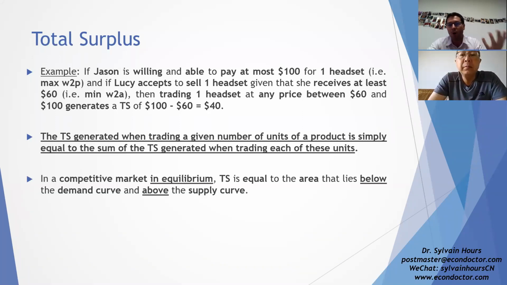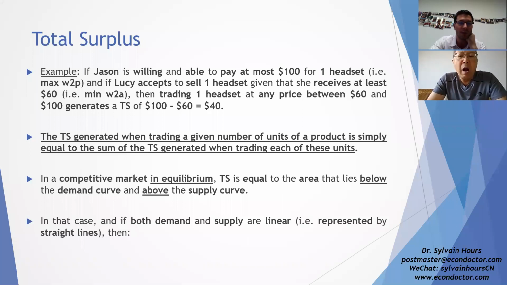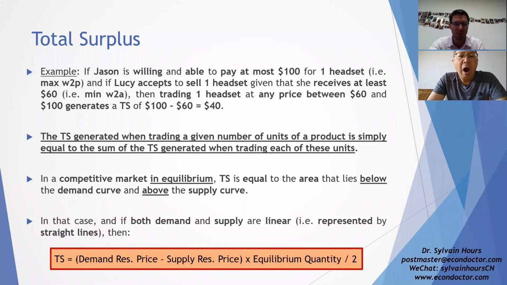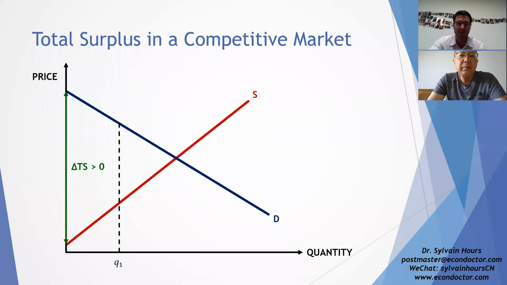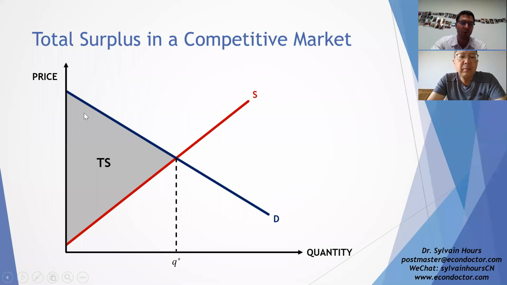You can define total surplus graphically: below the demand curve, above the supply curve if we are in a competitive market in equilibrium. You could even give the formula if you want to calculate it. And then once you have defined that, you can represent it graphically. Let's start with this one, sorry. You could say that, all right, consumer surplus was the upper triangle, producer surplus was the lower triangle. So if we add these two areas, we will end up with total surplus.